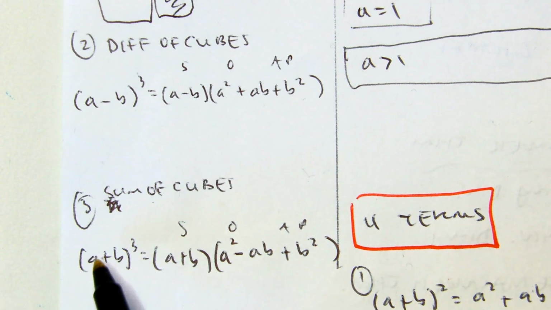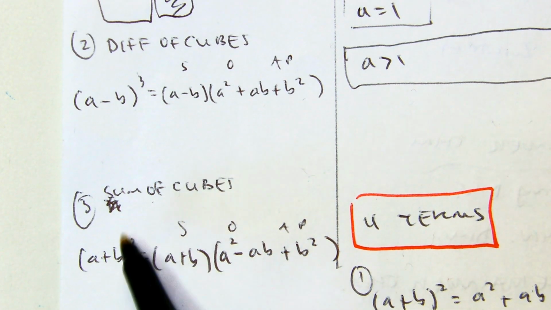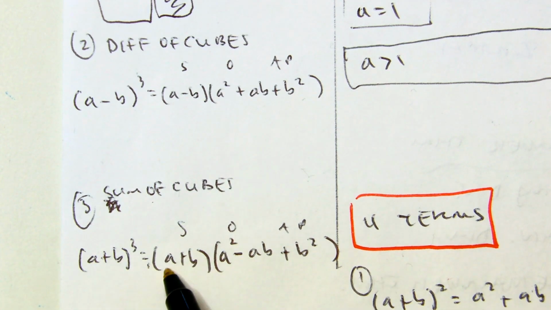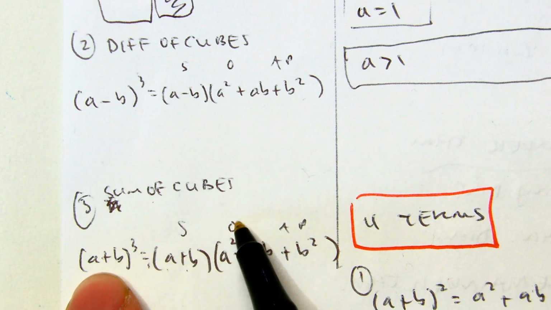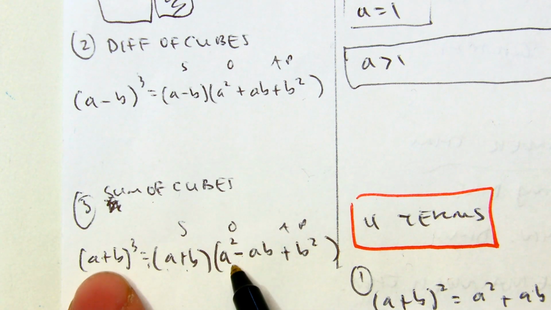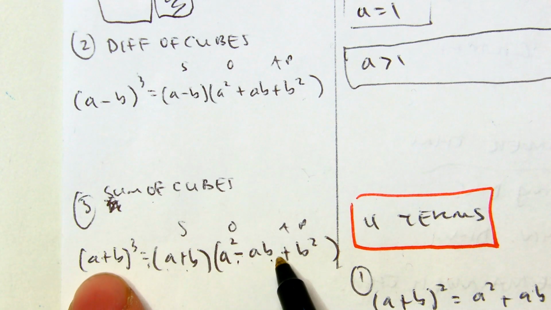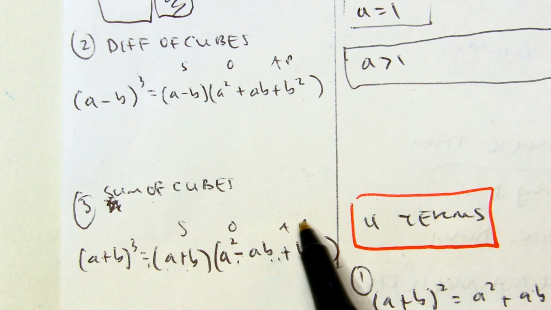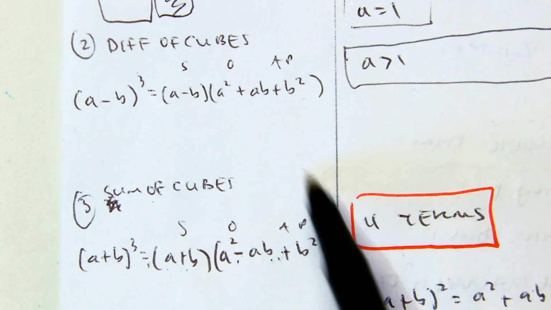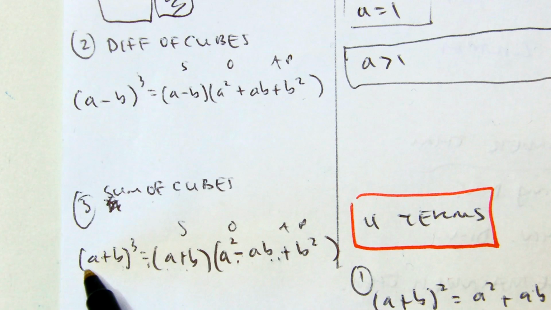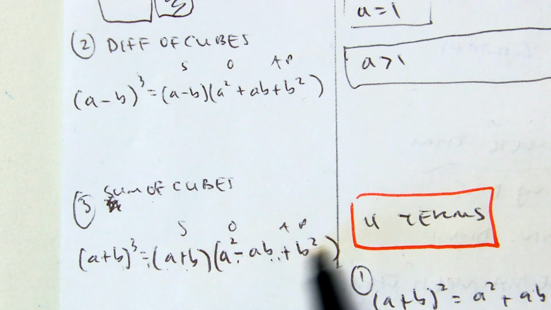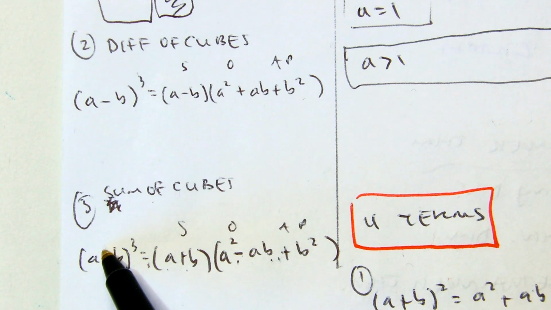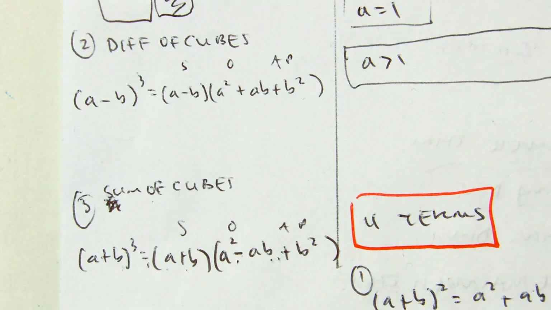So a plus b to the 3rd power is equal to a plus b, so same, a squared, opposite, the signs will change, ab plus, this is always positive, b squared. Again, you can write this out 3 times, a plus b, a plus b, a plus b, and you'll get this. But that's kind of difficult going from here to that direction. So that was 2 terms.